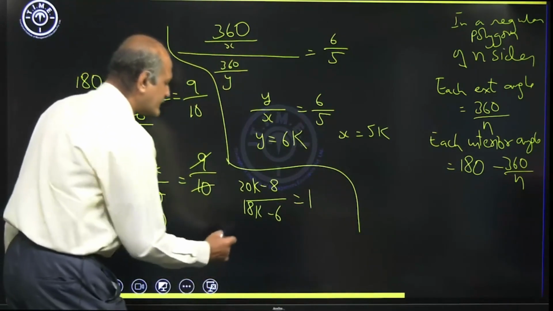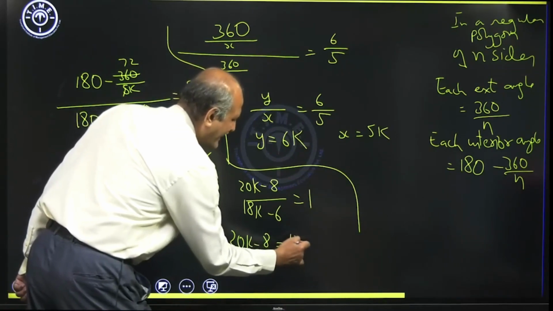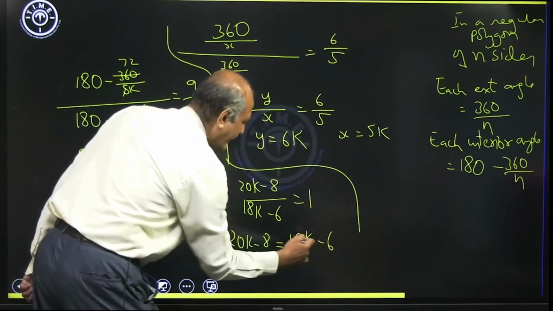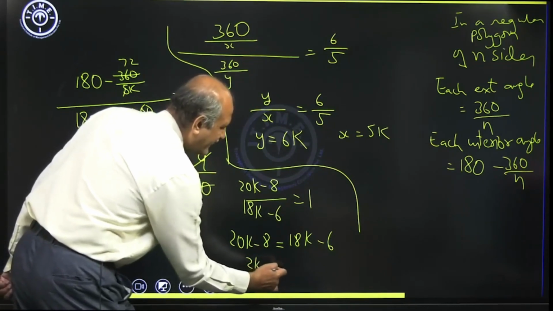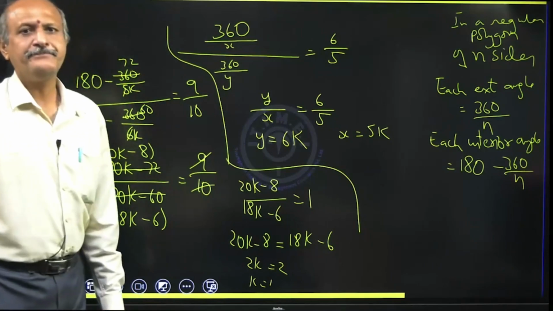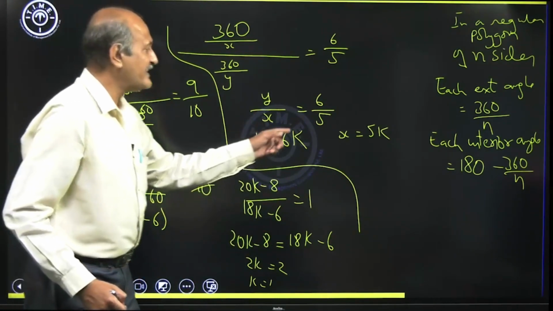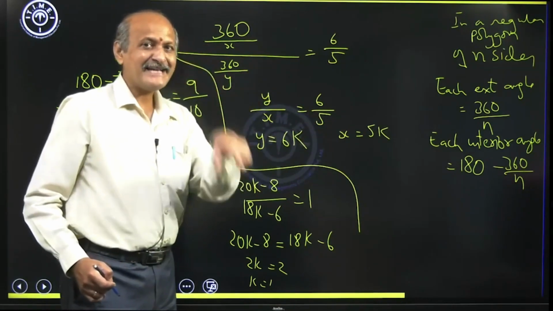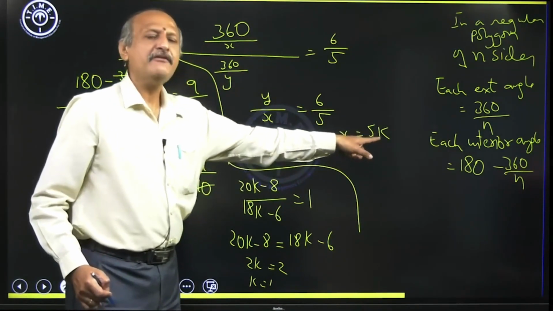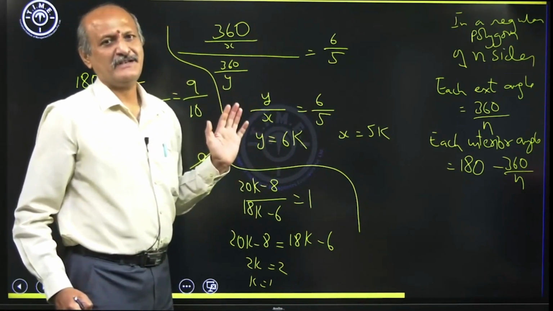So here I get 20k minus 8 is equal to 18k minus 6. That gives me 2k is equal to 2. That gives me k is equal to 1. If k is equal to 1 here, what did we find? We find that the polygon with x number of sides actually has 5 sides only, and the polygon with y number of sides has 6 sides only.